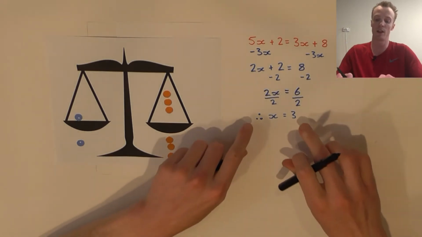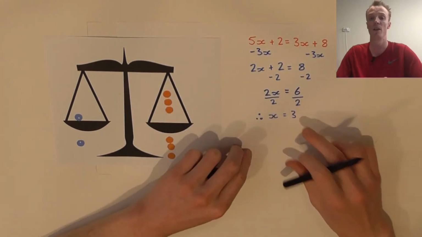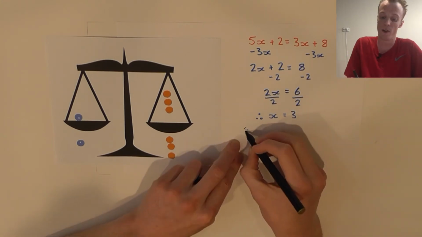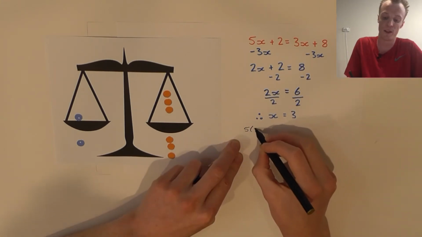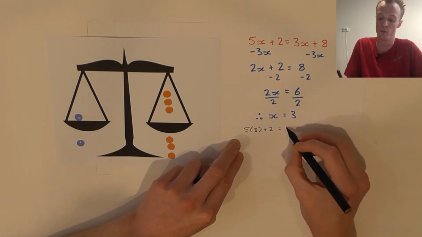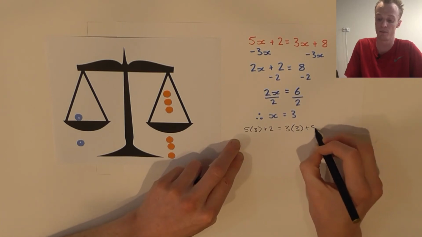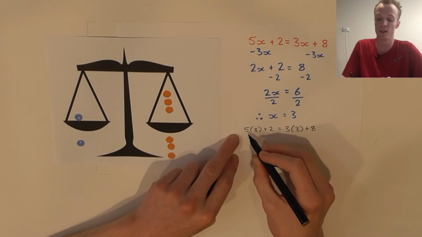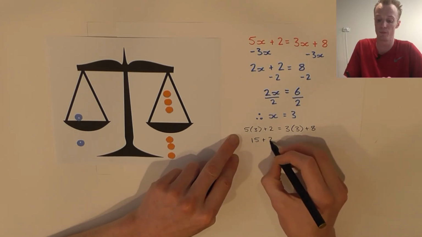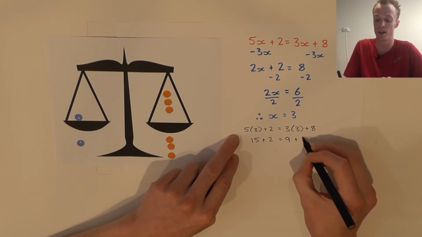If we substitute our x value back wherever we see an x in the original problem, we can check ourselves to see whether we're correct. So we have 5 multiplied by our x value of 3, plus 2, should equal 3 multiplied by our x value of 3, plus 8. On the left hand side, 5 times 3 is 15, plus 2, should equal 3 times 3 is 9, plus 8.